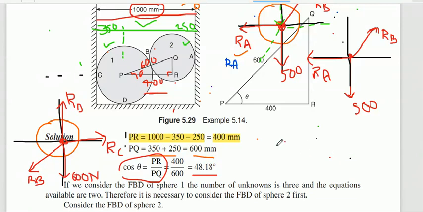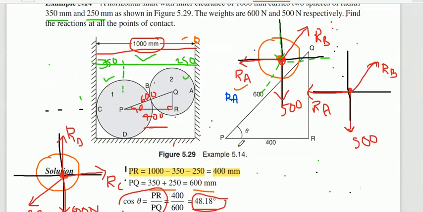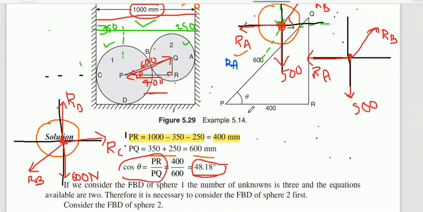Is it clear? So now this theta is the inclination of our RB. So now observe the free body diagram. This is our RB. RB is a force that makes an angle theta with respect to horizontal. So we can write RB inclination with respect to horizontal is 48.1. Similarly, in this free body diagram, RB inclination with respect to the x axis is 48.1.